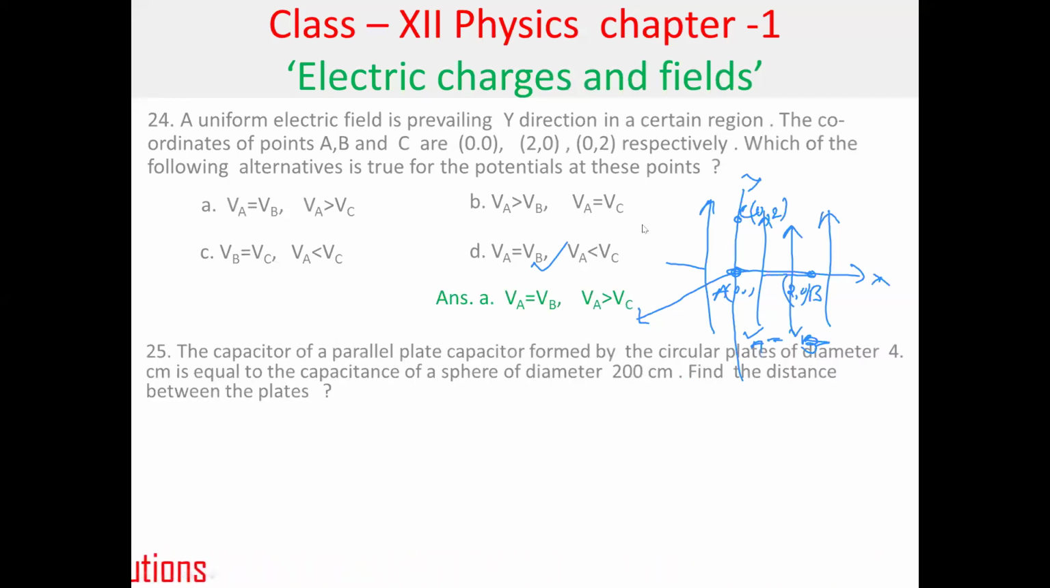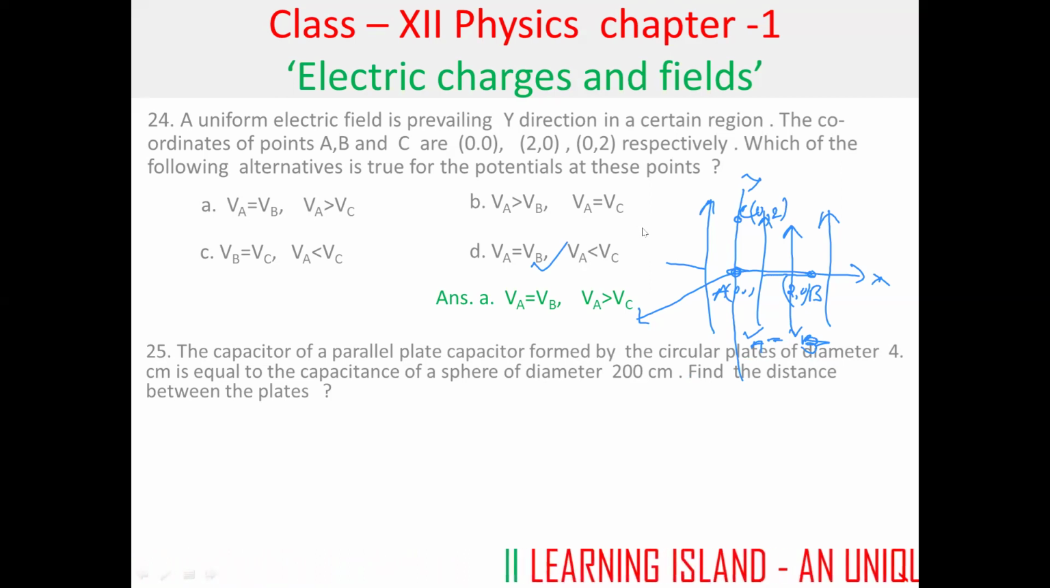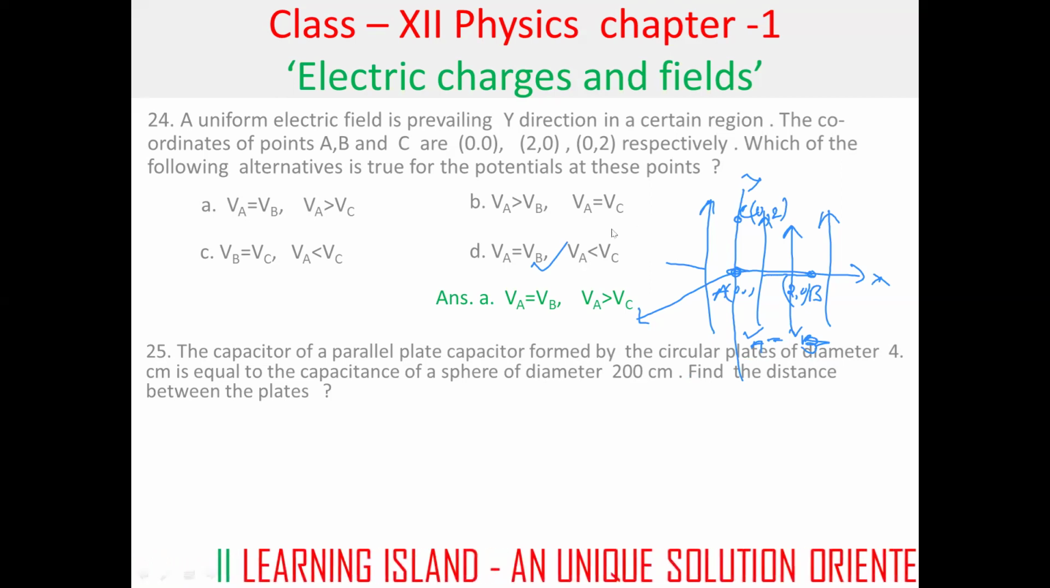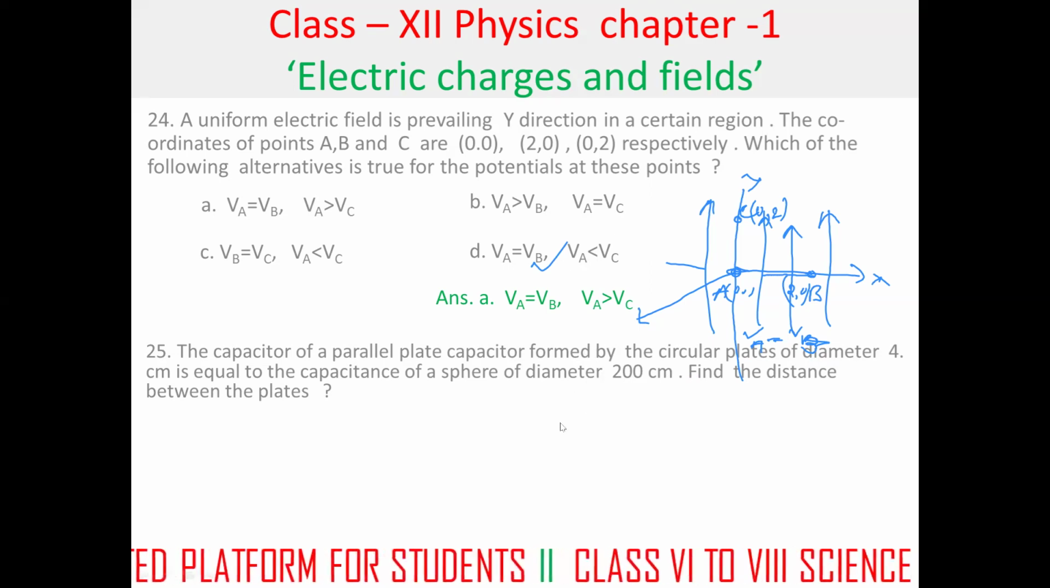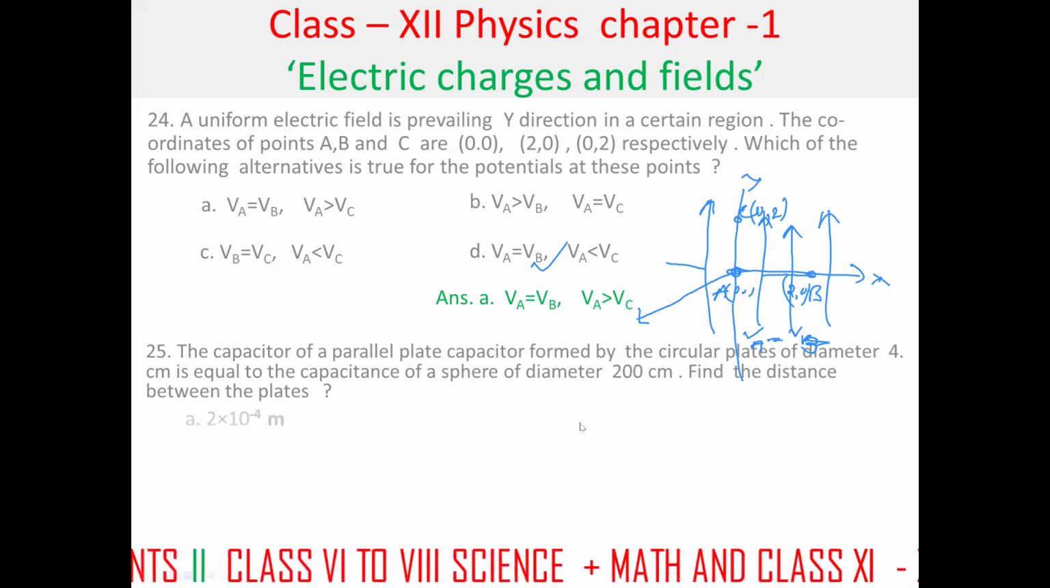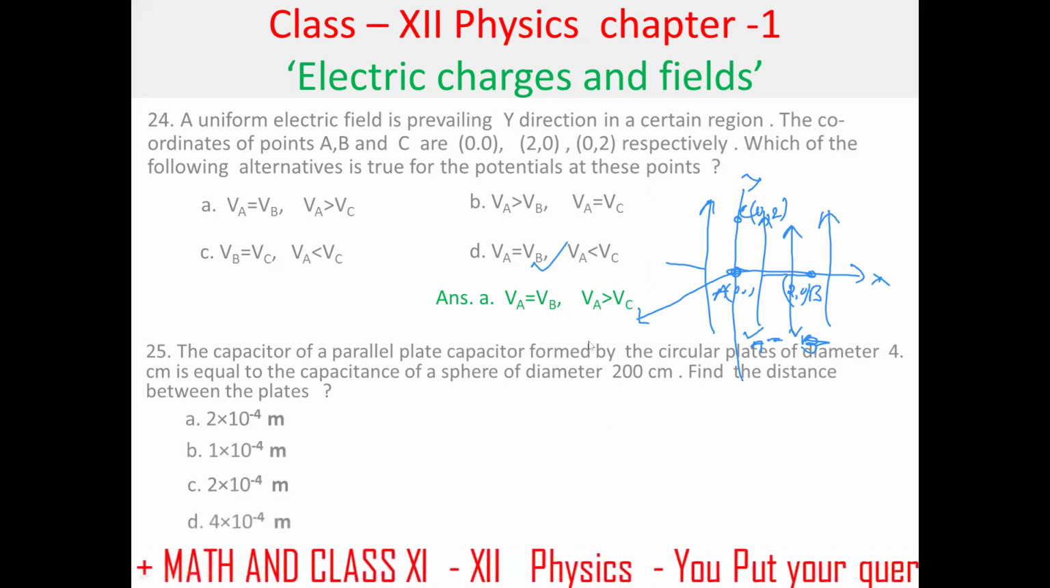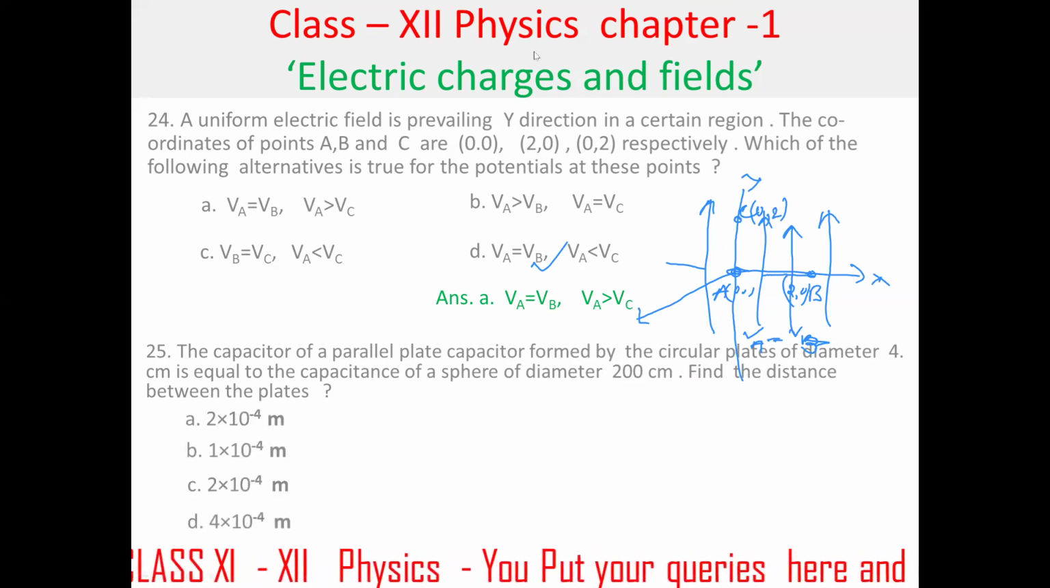Now next question: the capacitance of a parallel plate capacitor formed by a circular plate of diameter 4 cm is equal to the capacitance of a sphere of diameter 200 centimeters. Find the distance between the plates. These are the options. So how will you calculate this? I am showing you the basics again.